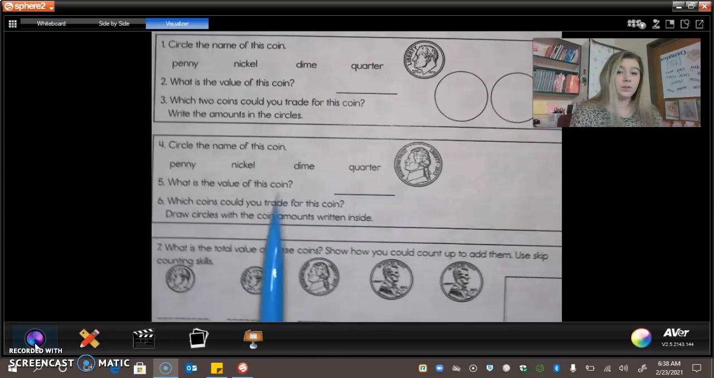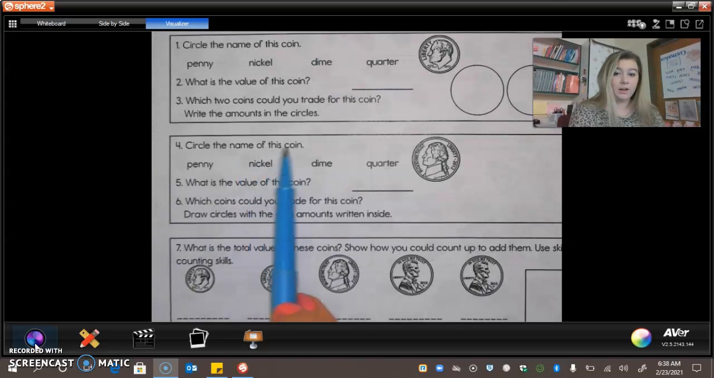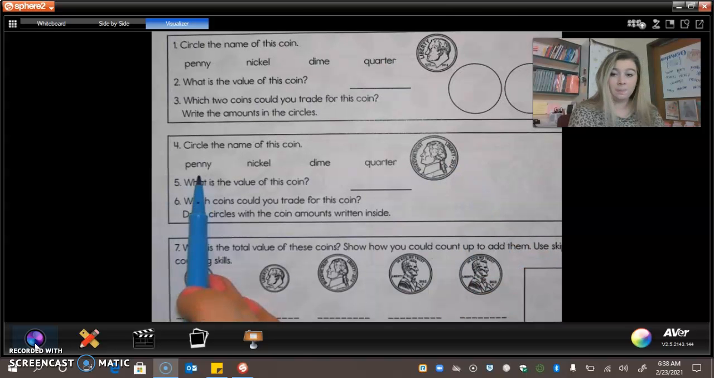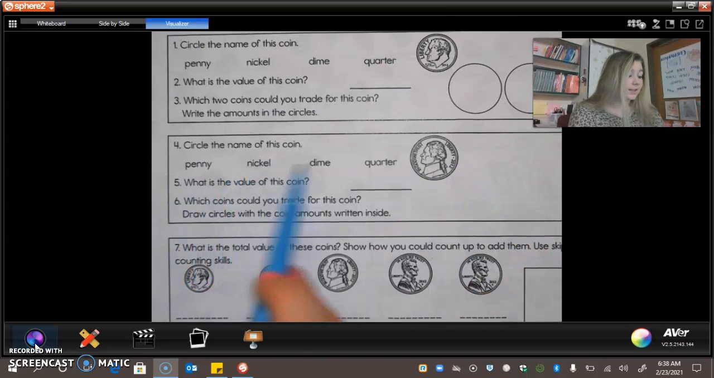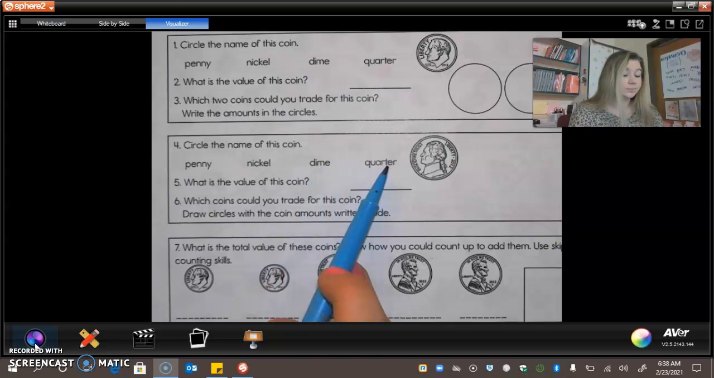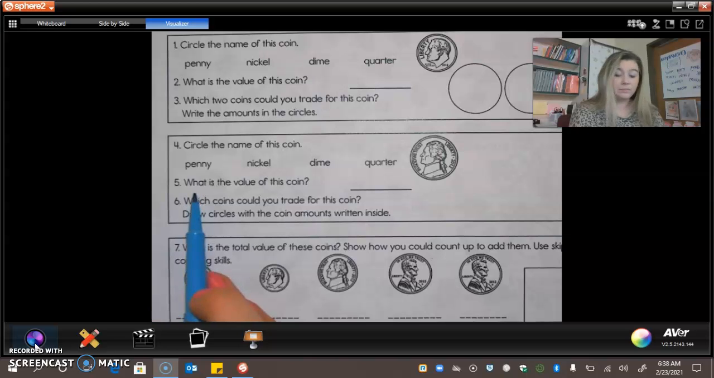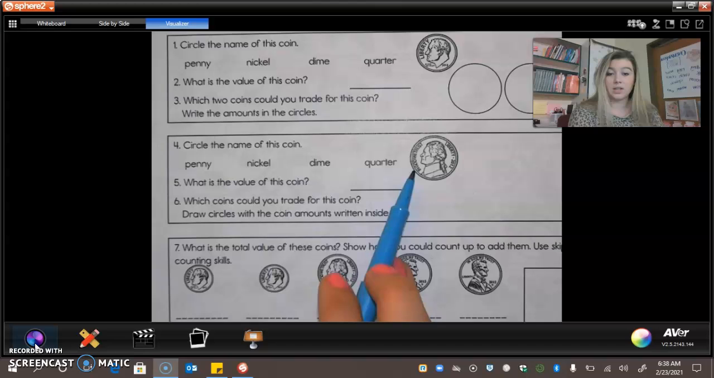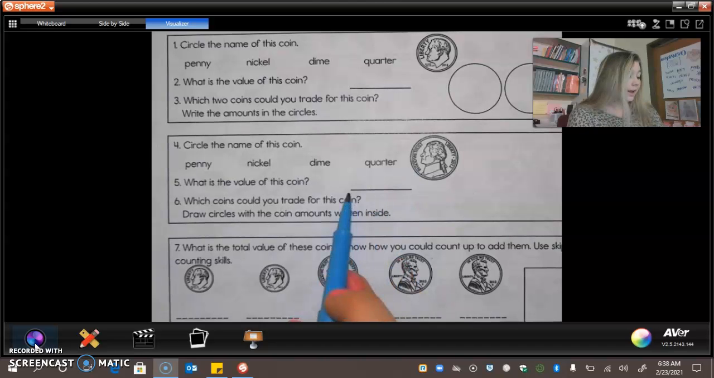Number four, circle the name of this coin. Is it a penny, a nickel, a dime, or a quarter? Number five, what is the value of this coin? How much is this coin worth? Write that on the line.